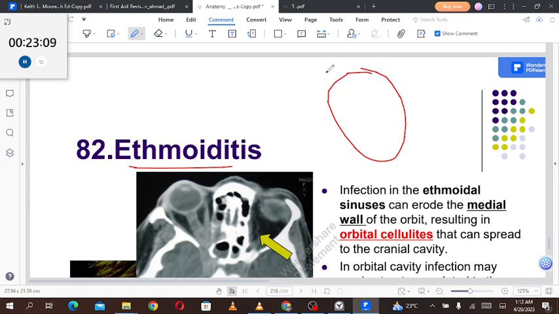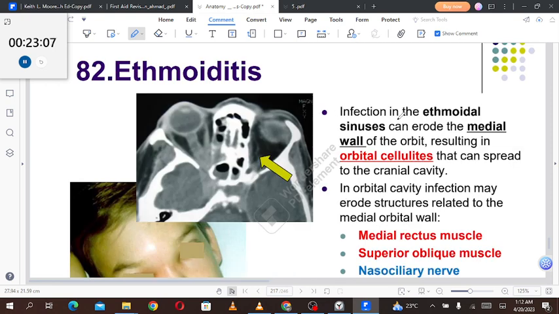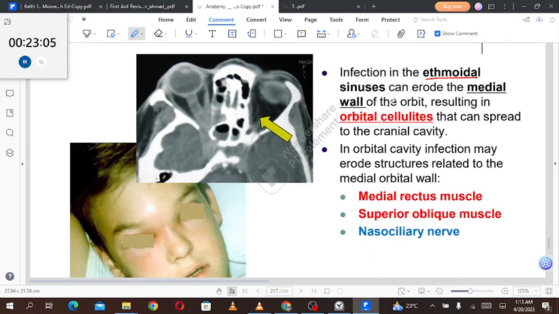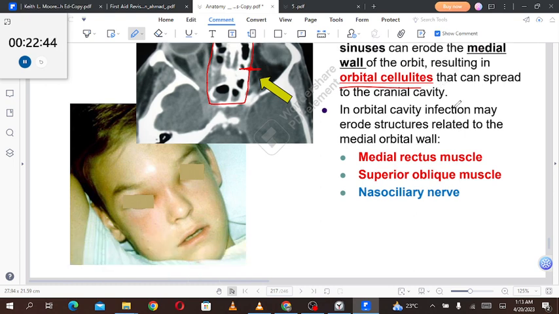Coming back to our discussion of ethmoiditis, if there is infection of the ethmoidal sinuses, it can erode the medial wall of the orbit, resulting in orbital cellulitis. This is the ethmoidal bone, and this is the side of the ethmoidal sinuses as well. If there is ethmoiditis, they will erode the medial wall of the orbit, result in orbital cellulitis, and can spread to the cranial cavity.